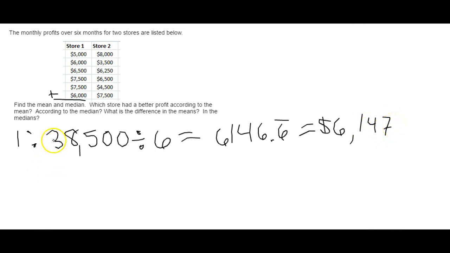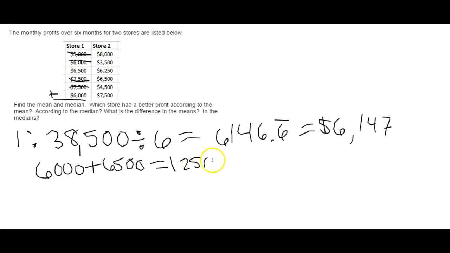Then the median for store 1 would be the middle number. They're not in order, but there's few enough data we could probably find this ourselves. So the lowest was 5,000, highest is 7,500. The next lowest is 6,000, next highest 7,500. So we are left with two numbers which we have to add together and divide by 2. 6,000 plus 6,500 is 12,500, divided by 2 is 6,250.